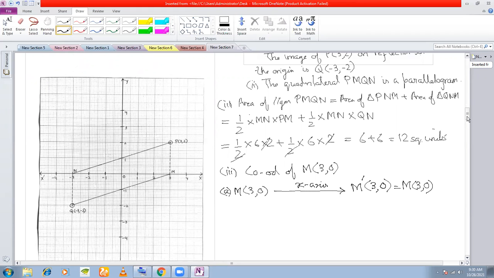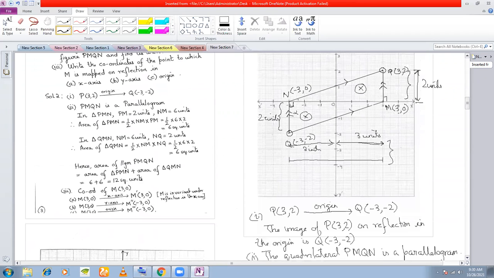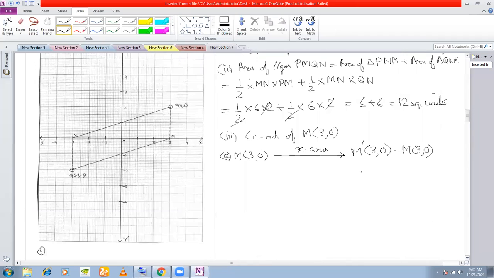How is this possible? See, the point M 3, 0 lies on the mirror line itself. So object distance and image distance are 0, right? So therefore, you are getting the image of M as M dashed, which is the same as M. So the coordinates of the object and the coordinates of image are the same because the point lies on the mirror line.